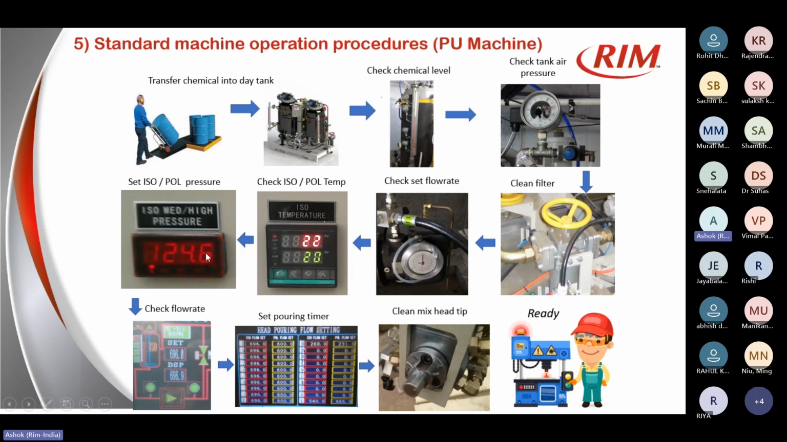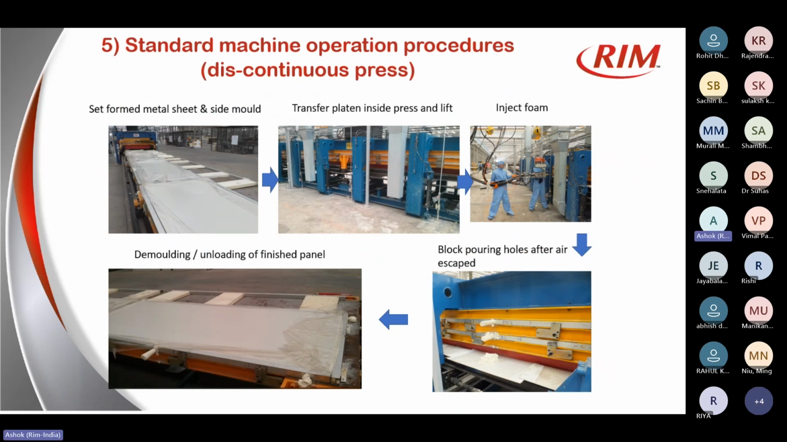Then you have to do the recirculation and check the chemical pressure. You have to set the pressure based on the process, like for iso and polyol, you have to adjust the nozzle and set the pressure. Check the flow rate during the recirculation. Then based on your production requirement or panel requirement, you have to set the pouring timer, or the PU foam volume. Then before you do the injection, you have to do the mixing head cleaning, and your machine is now ready for the foaming.